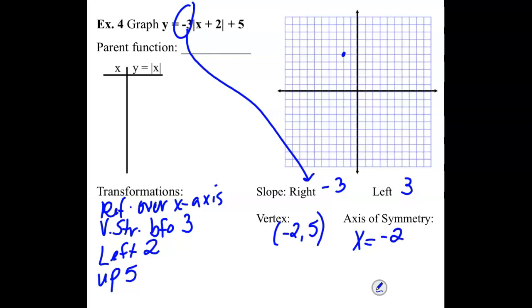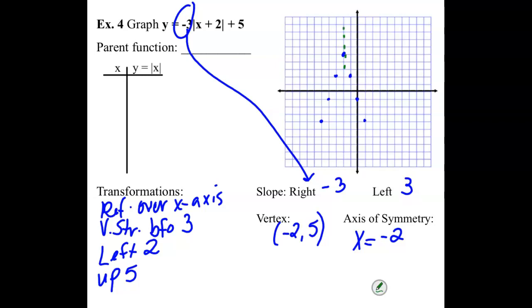From your vertex point, you need to draw a line that has a slope of negative 3 on the right side. So we're going to go down 3 and right 1, down 3, right 1. Yes? To get the left side, we do the opposite. Instead of right 1, we're going to go left 1. So down 3, back 1, down 3, back 1. It should look symmetric. Yes?